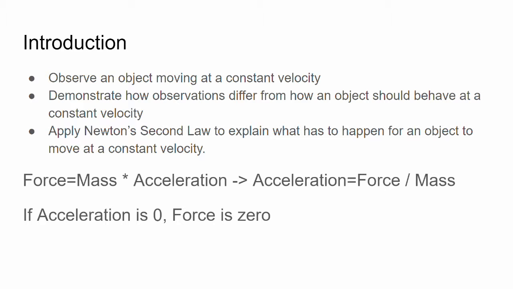The second goal is to demonstrate the difference between computer models of constant velocity and constant velocity in reality. As in the real world, it is very difficult to get an object to move at a constant velocity as the net forces acting on the object have to sum to zero, which goes into the third objective of applying Newton's second law.